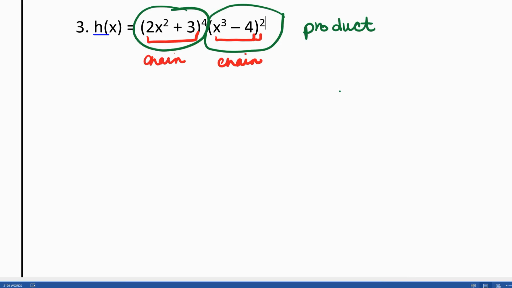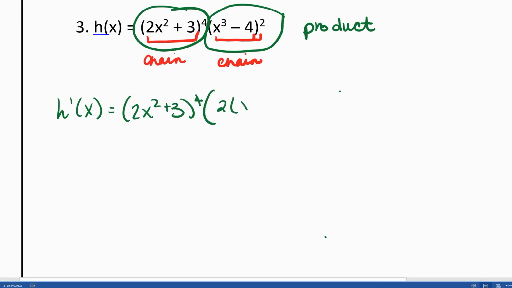So remember the product rule, we're going to just bring the first one down. So we're going to bring down 2x squared plus 3 to the 4th. And we're going to multiply by the derivative of the second one, which we'll use the chain rule. So we'll bring the 2 down, leave x cubed minus 4 to the first power. And we need to take the derivative of the inside stuff, which will be 3x squared.